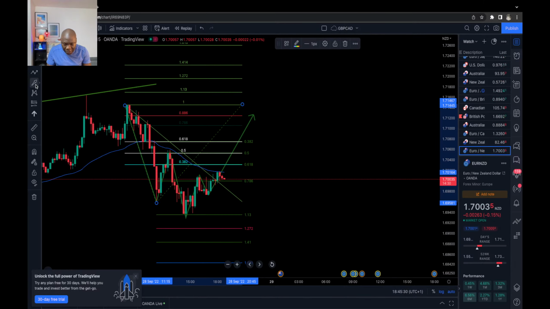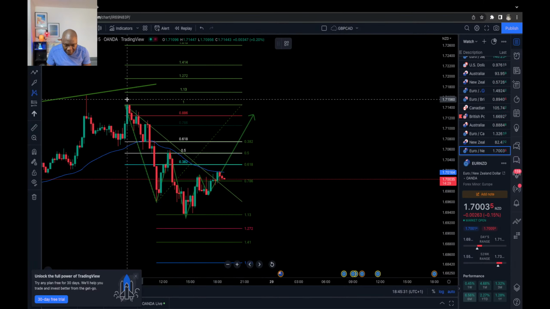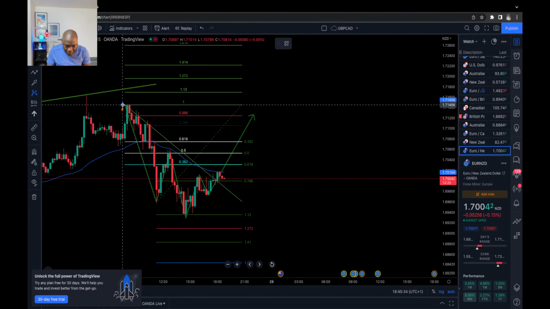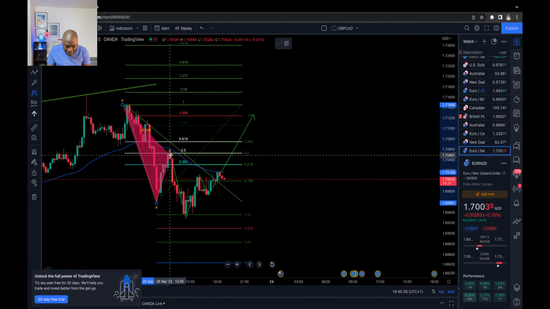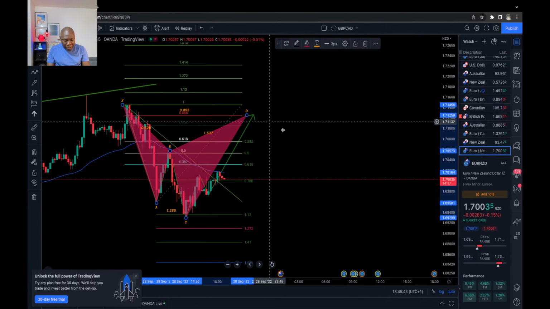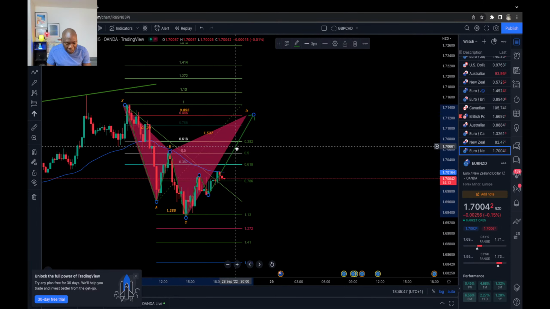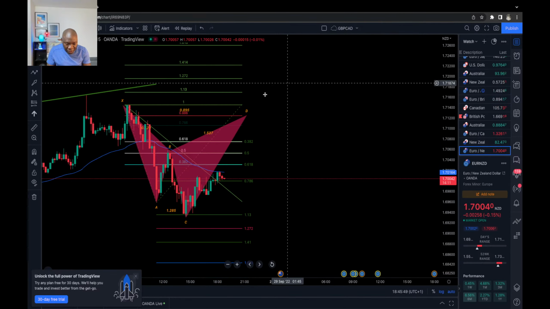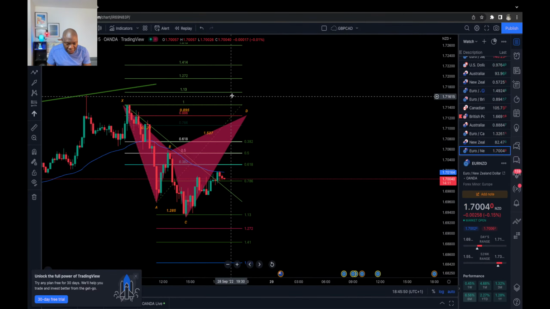So a Shark pattern is, so that looks to me like a Shark pattern. It looks very similar to a Cypher pattern, but it's not. So, well, it's not actually formed yet, but it looks as if it could be a Shark pattern.